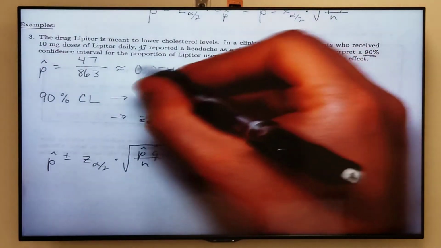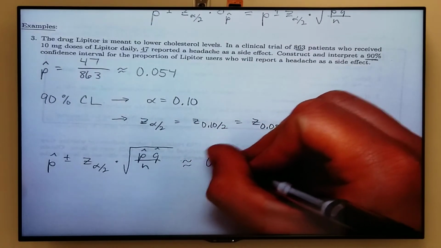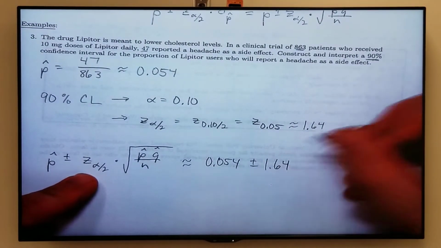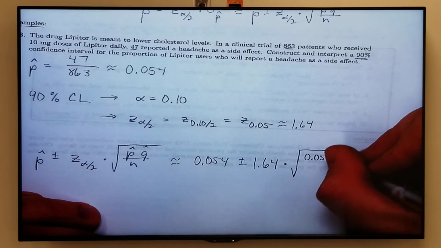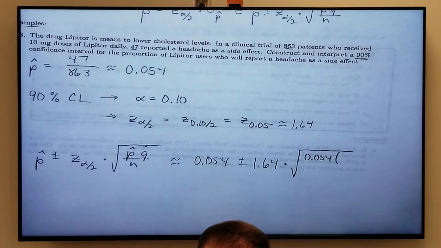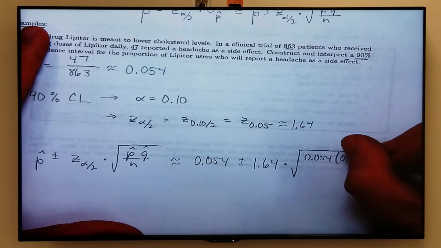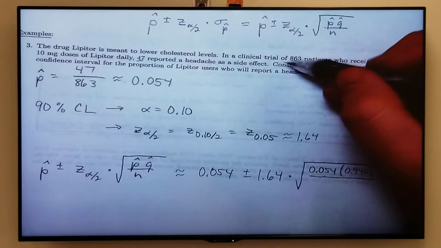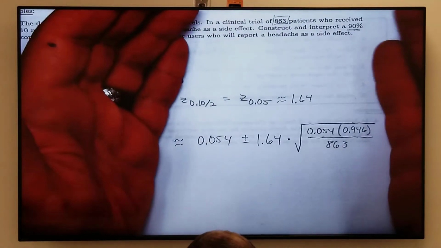Okay, I know that p hat is 0.054. So I'm going to say this is approximately 0.054 plus or minus z sub alpha over 2 was 1.64 times the square root of p hat, we said 0.054, times q hat. Well, q hat is 1 minus p hat, right? So 1 minus 0.054 comes out to 0.946. Okay, so there's p hat, there's q hat. Divide by n, what was n? 863, right? 863 patients in that trial. Okay, so there it is. There are all the numbers plugged in.